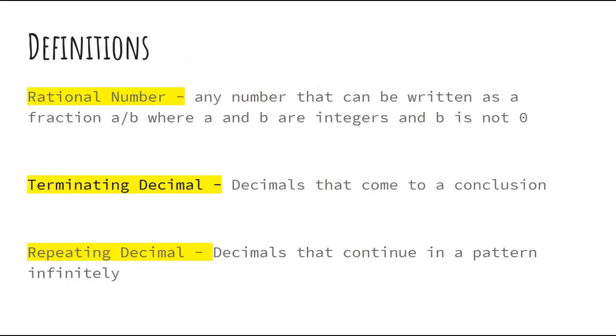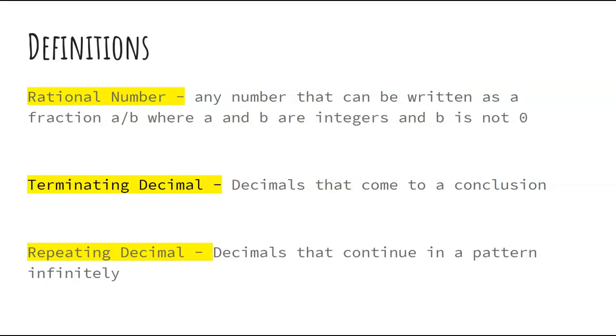Alright, so our first definition is a rational number. This is one we should remember. It says any number that can be written as a fraction, a over b, where a and b are integers and b is not 0. This is just a really technical way of saying any number that we can write as a fraction. We know we can write whole numbers as fractions by putting them over 1. We can write decimals as fractions by turning them into fractions. And fractions are already in fractional form. So they're all examples of rational numbers.